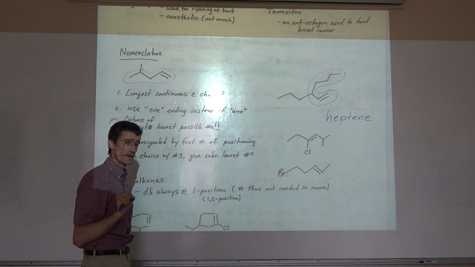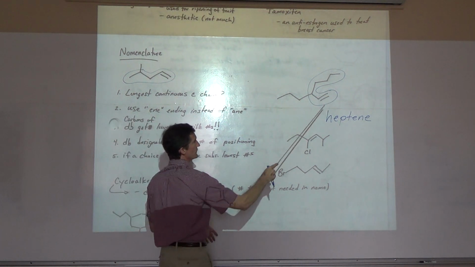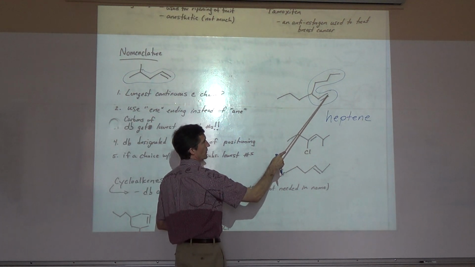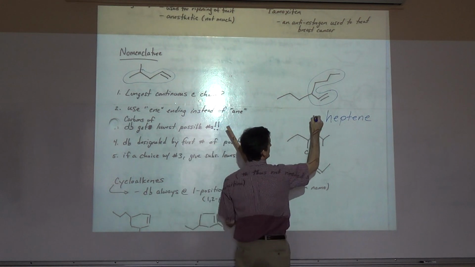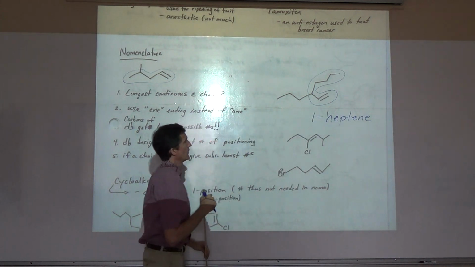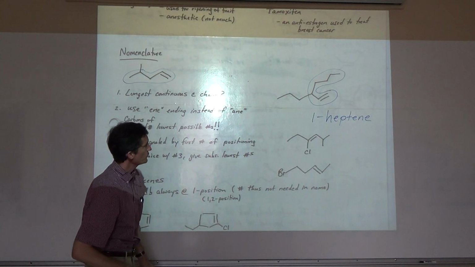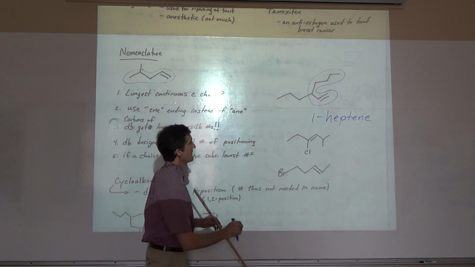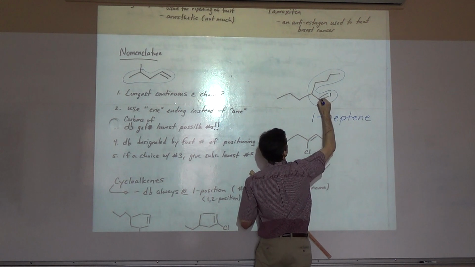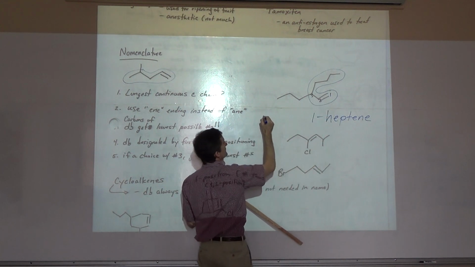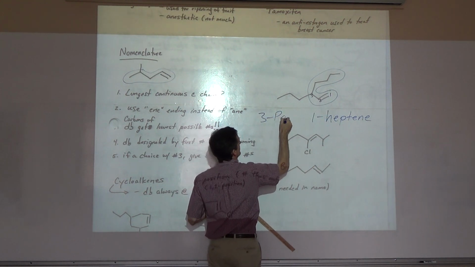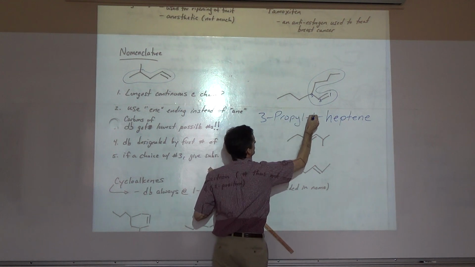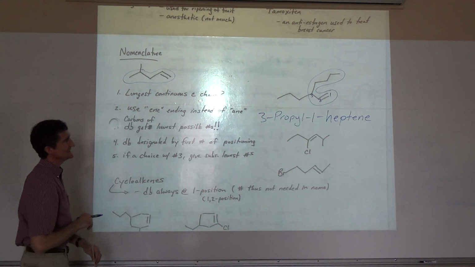We have to denote where the double bond is. The double bond is at the 1 position. 1, 2, so 1 heptene. What we have there is a 1 heptene circled. What is on our 1 heptene? We have this propyl group at the 1, 2, 3 position. So we have 3 propyl, 1 heptene.